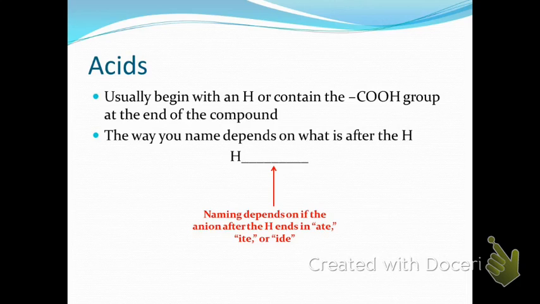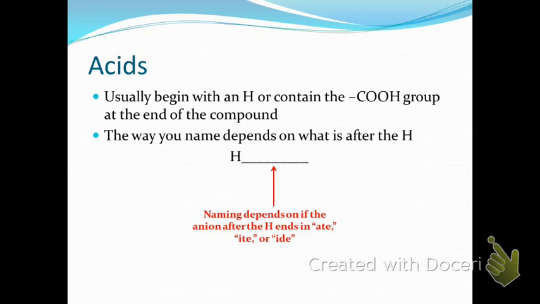Acids. Acids will begin with an H, or they will contain what I like to call the CO2H group. The CO2H group is a carbon, 2 oxygens, and a hydrogen bonded together in that order, and it's usually at the end of a compound. The way you name it depends on what is after the H, okay?